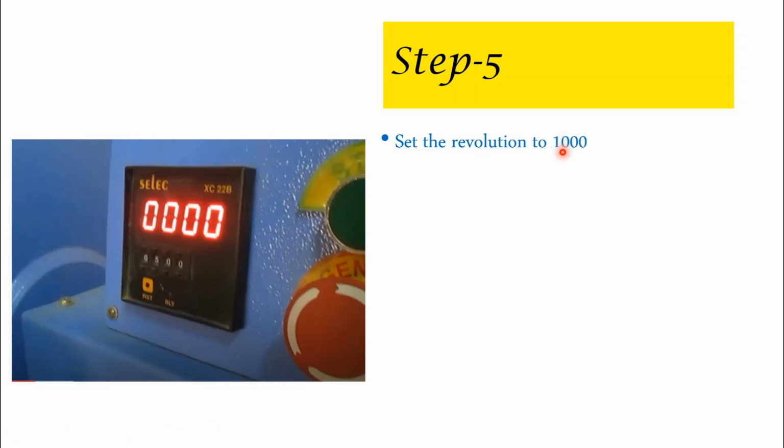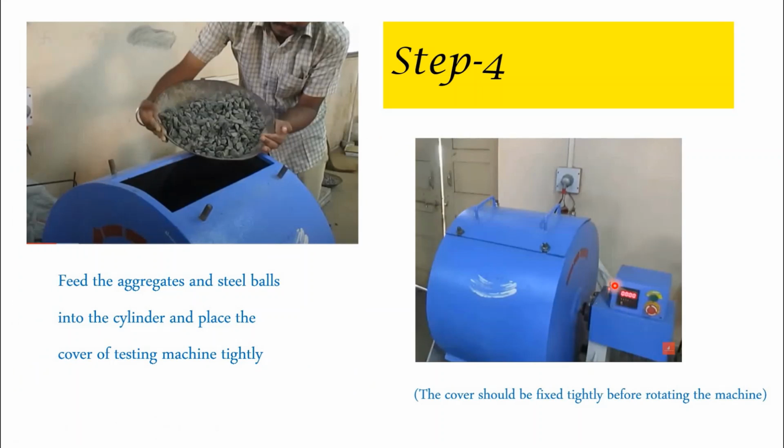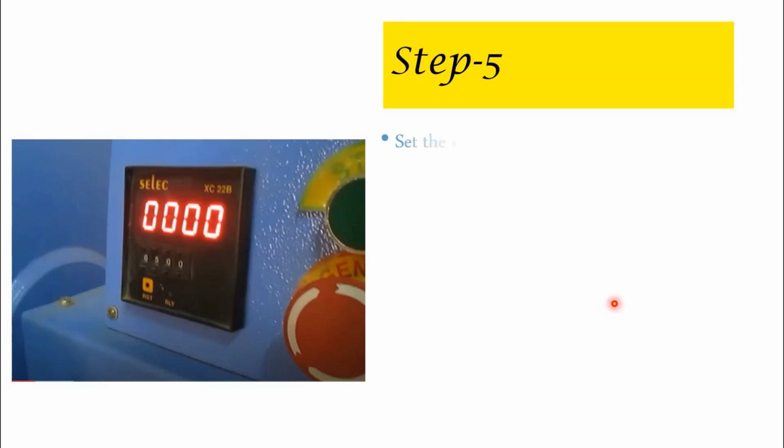Here we are taking 1000 revolutions. So here you can see the numbers. We will reset and place it on 1000. Set it for 1000 revolutions. You can see this on the side of this machine, where we will be keeping our revolution. So we are keeping the revolution as 1000 and turn on the button, then the machine will start rotating.